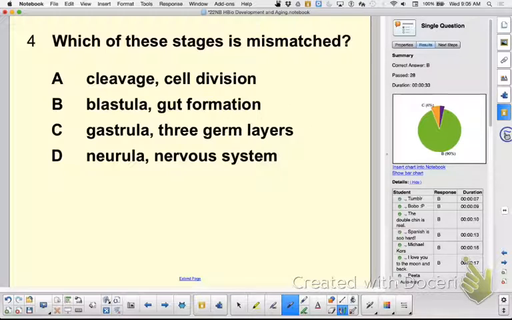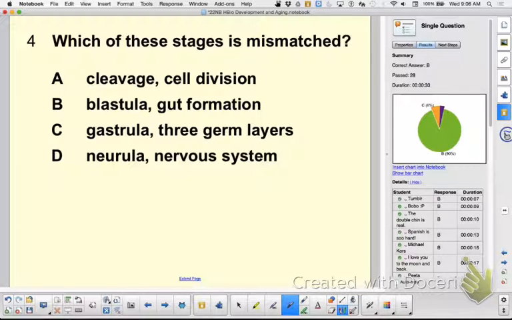Okay, so most of you got that. 90% of you got it, that B. Because you don't have a gut with the blastula. With the blastula, we only have a blastocoele. We don't get the gut until we're at the layered ball of cells, and that's called the gastrula. So that's why you would pick B.